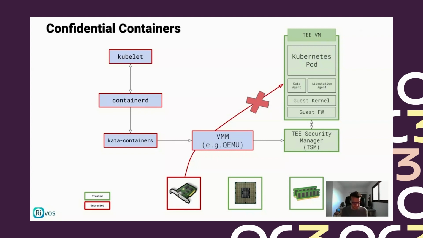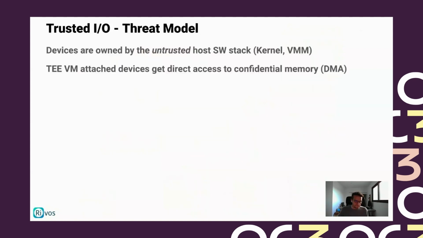And the whole reason for this talk to come up is to move from this situation to this one, where we'd be in a situation where we'd be able to trust the device and basically allow it to extend the TEE VM TCB with that device. So what is it that we're trying to protect us from? What is the threat model?